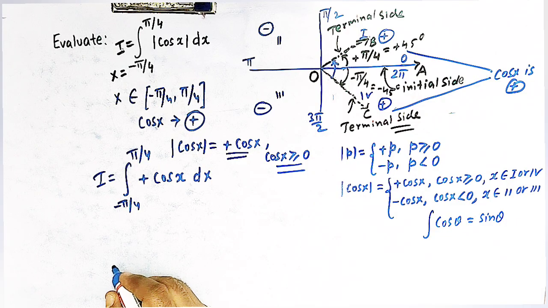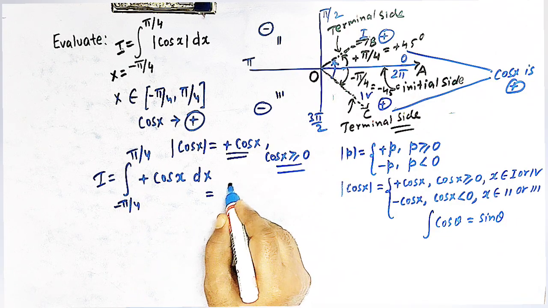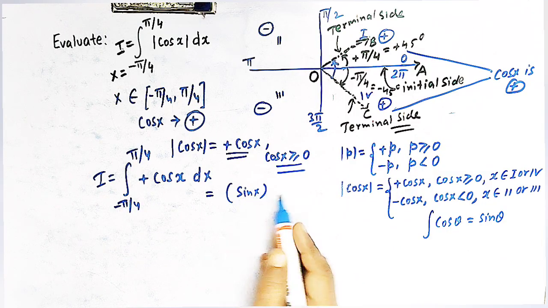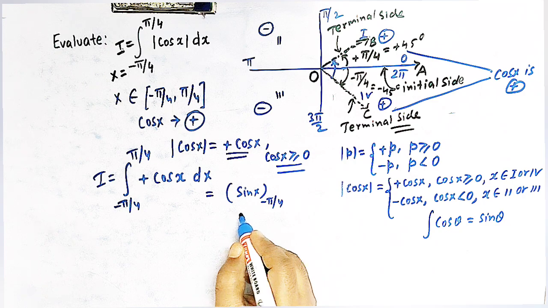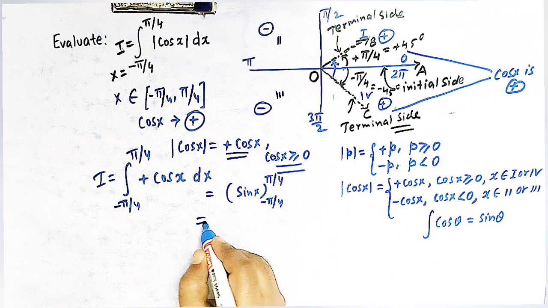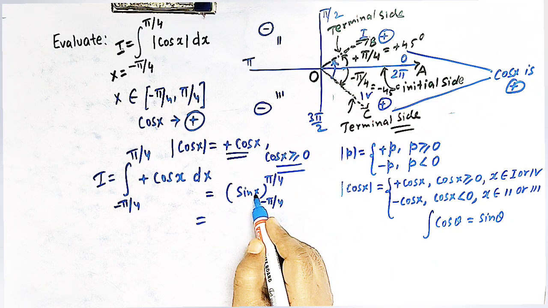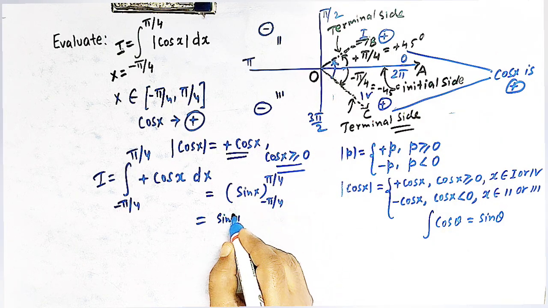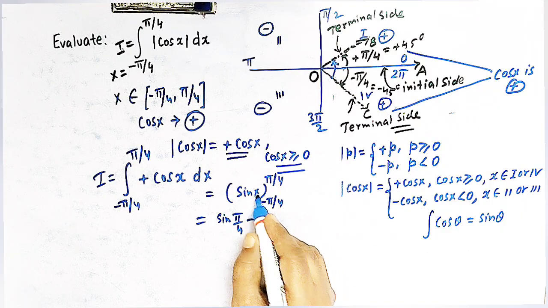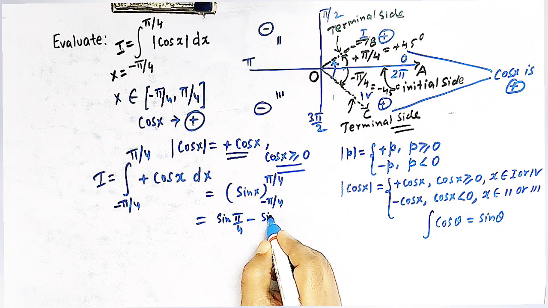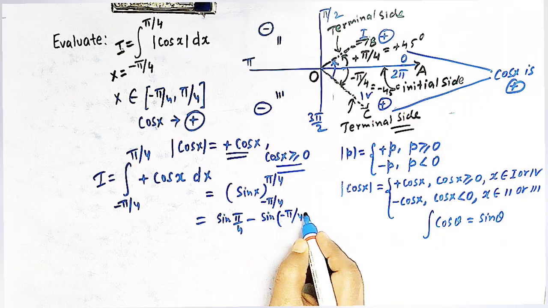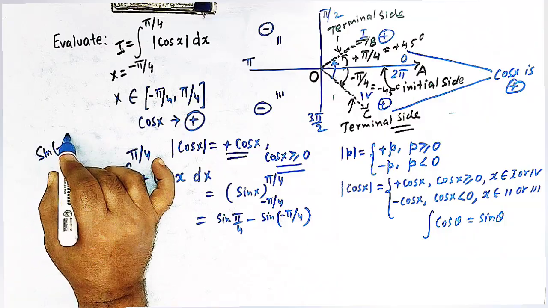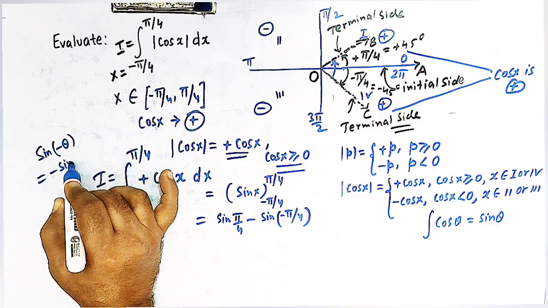So now we have a simple integral here, and we know that the integral of cosine theta is equal to sine theta, right? So here we have simply sine x. The integral of cosine x is sine x, and the limits of integration are from minus pi by 4 to pi by 4. So now let us substitute the limits and take the difference. So we have first x is equal to pi by 4, and then x is equal to negative pi by 4. So here we have sine of minus pi by 4, and from trigonometry we know that sine of minus theta is equal to negative sine theta.